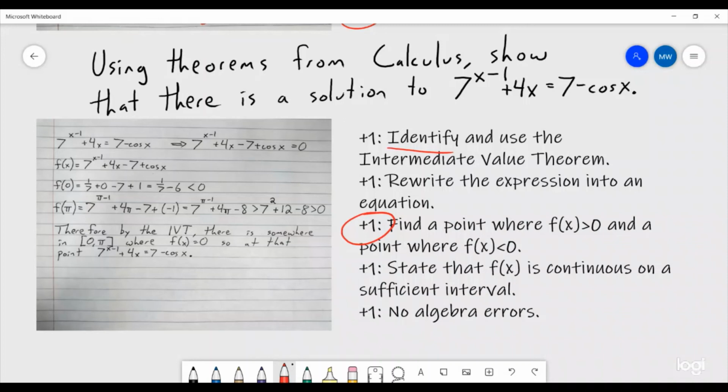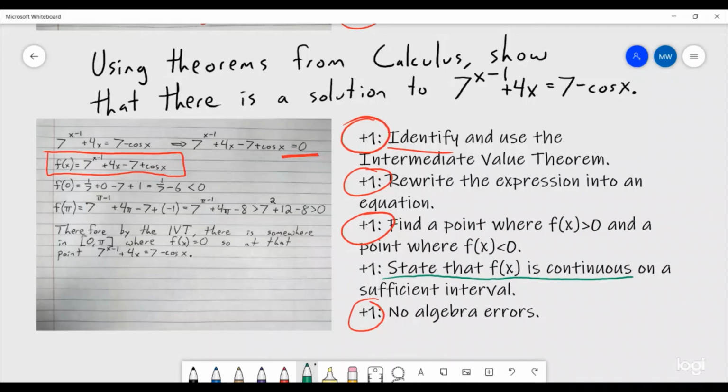They successfully rewrote the expression into an equation, and they know that we are trying to solve for where it's equal to 0, so they get that point. There's no algebra errors here. They are using the intermediate value theorem, but they forgot this. They did not state that f of x was continuous. In order to use the intermediate value theorem, we need f of x to be continuous. And so because it is not stated that it's continuous, I can't guarantee that.